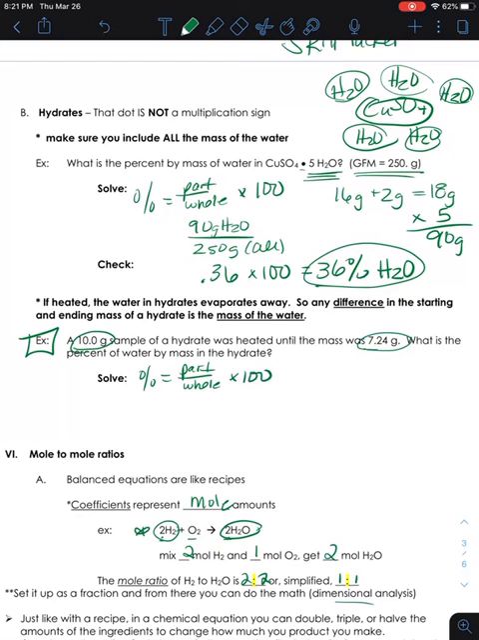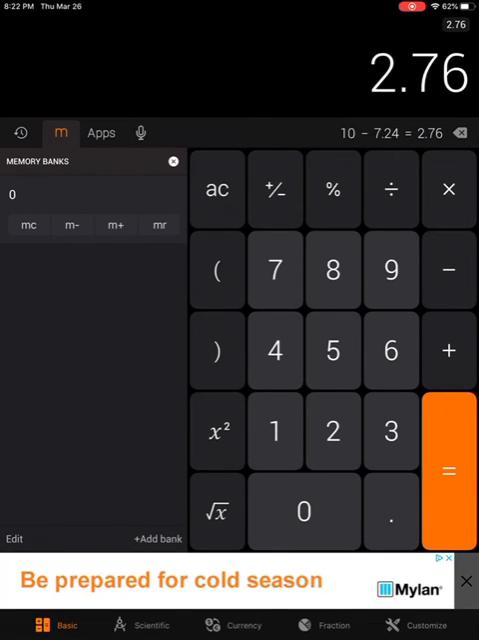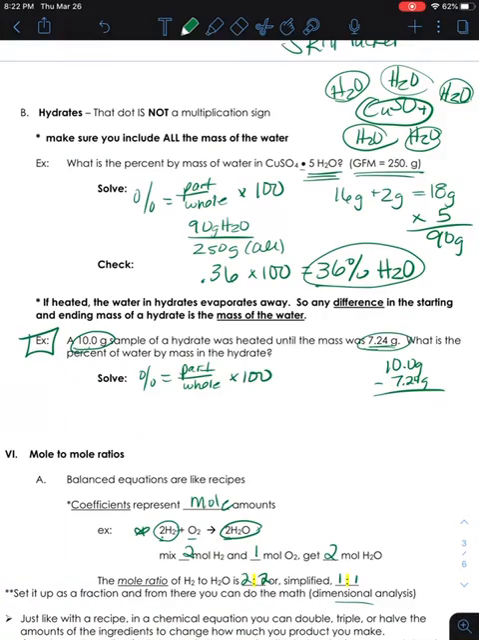As we said, if we heat something, the mass that's lost is the water. So you have to solve for that. 10.0 grams minus 7.24 grams leaves you 2.76 grams that were lost as water. So now we have our part: 2.76 grams of water.